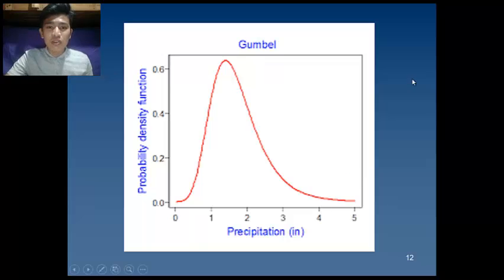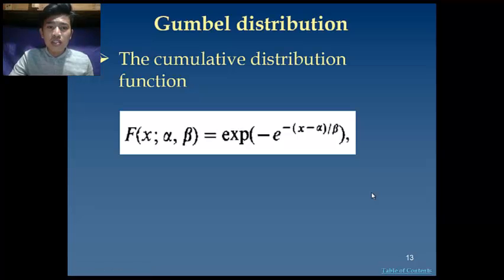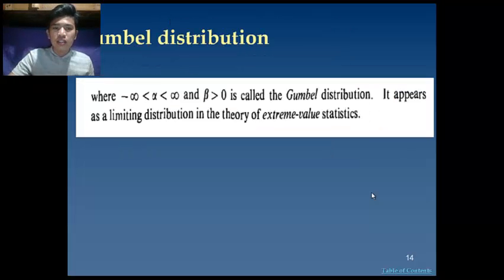This is an example of the graph of the Gumbel. And then the cumulative distribution function F of x with the parameters alpha and beta is equal to e to the power of negative e to the power of negative (x minus alpha) over beta, where alpha is greater than negative infinity and less than positive infinity, and beta is greater than 0, is called a Gumbel distribution. It appears as a limiting distribution in the theory of extreme value statistics.